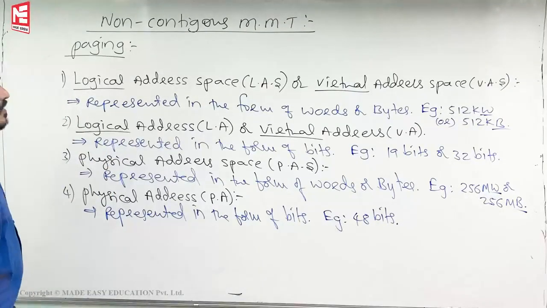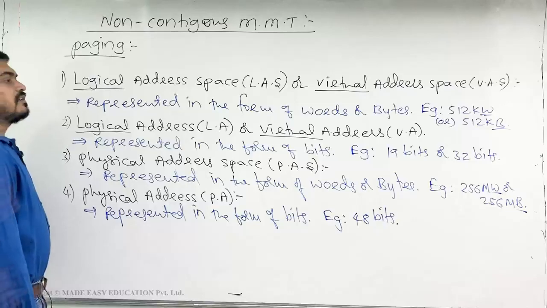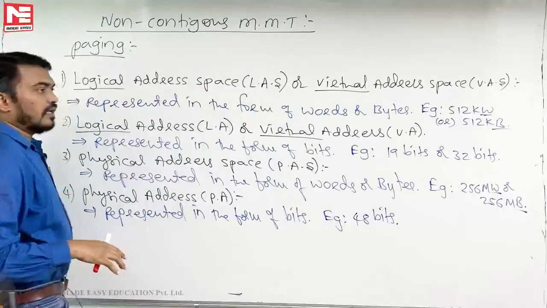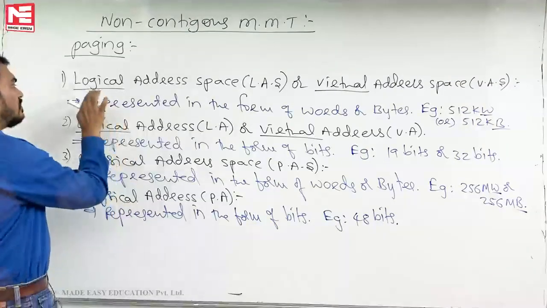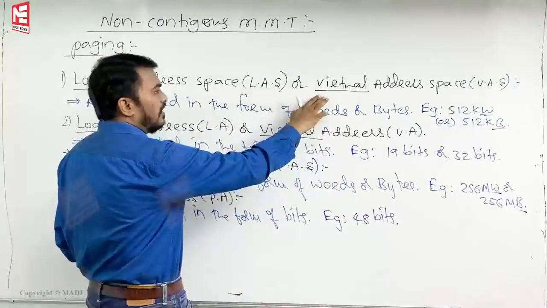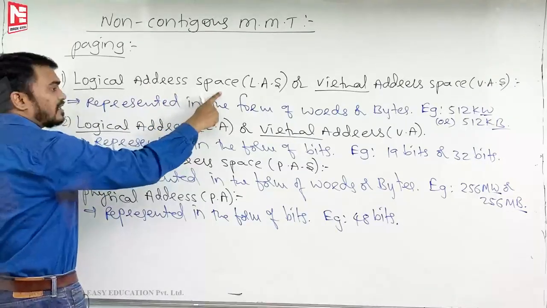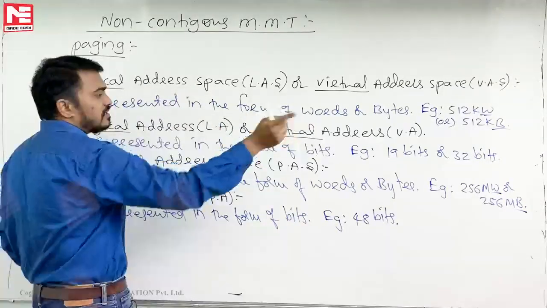Okay, now understand here. I am repeating once again. Logical address or virtual address, both are the same. Some questions say logical, some questions say virtual. दोनों का मतलब same है. Logical address space है. Address space बोले तो represent the form of words or bytes.